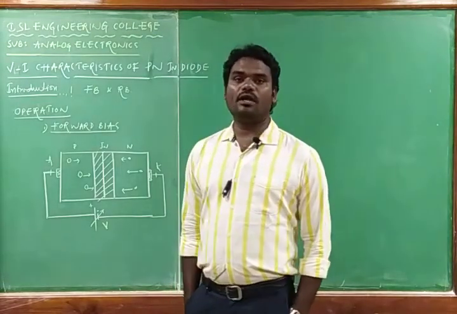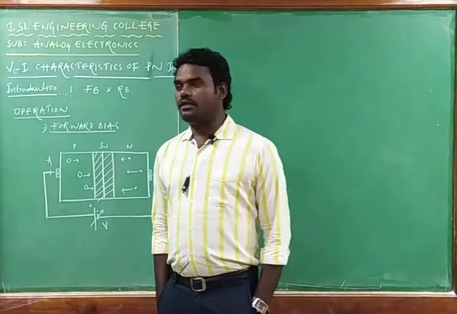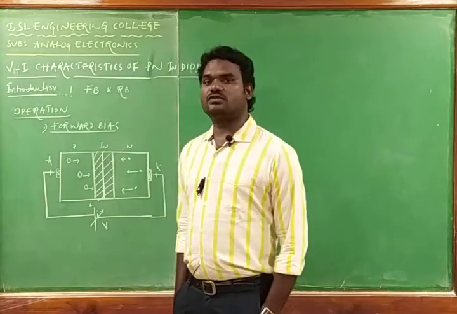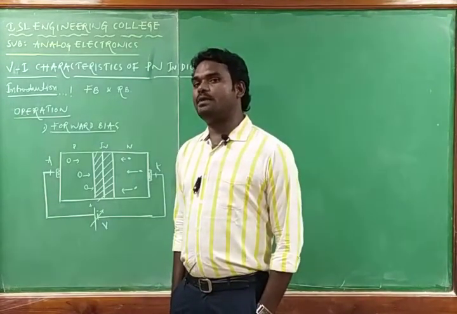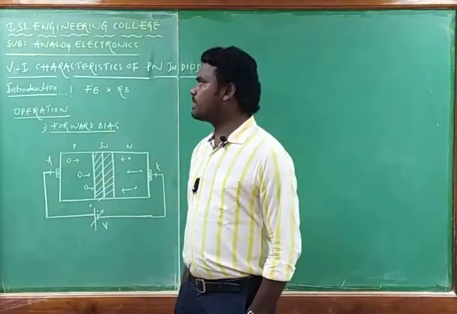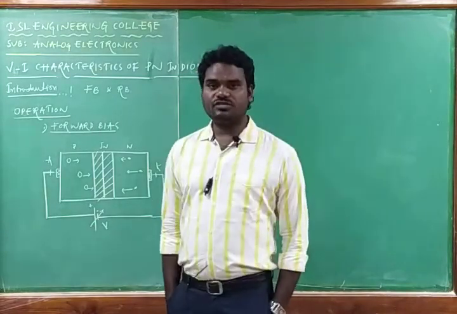What are the units for voltage? Volts, and the unit for current is ampere, so it is also named as volt ampere characteristics. Volt ampere characteristics of PN junction diode.